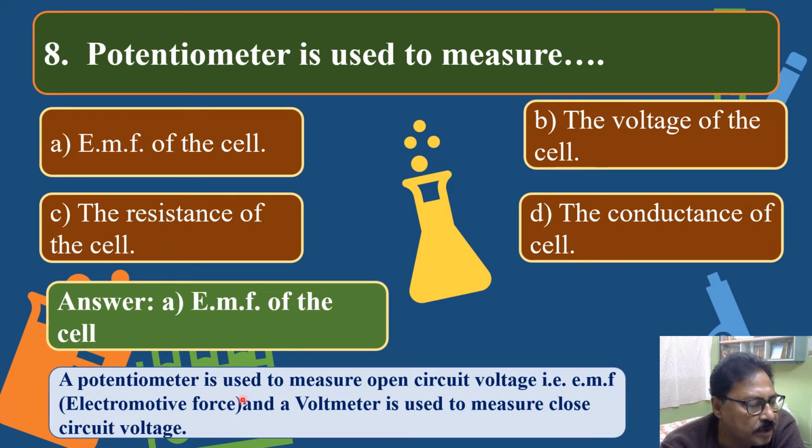The potentiometer is used to measure open circuit voltage, that is EMF, electromotive force, and a voltmeter is used to measure closed circuit voltage.